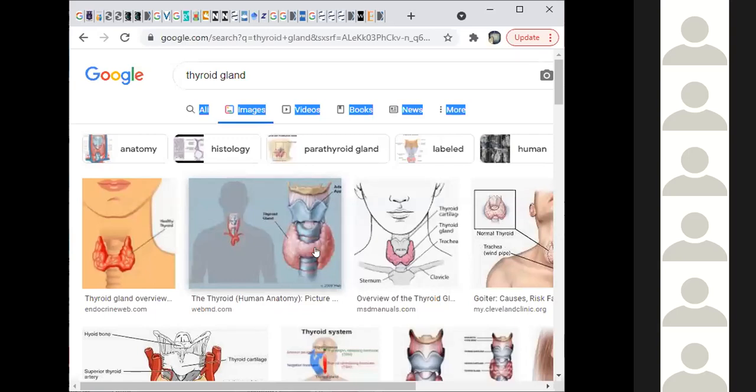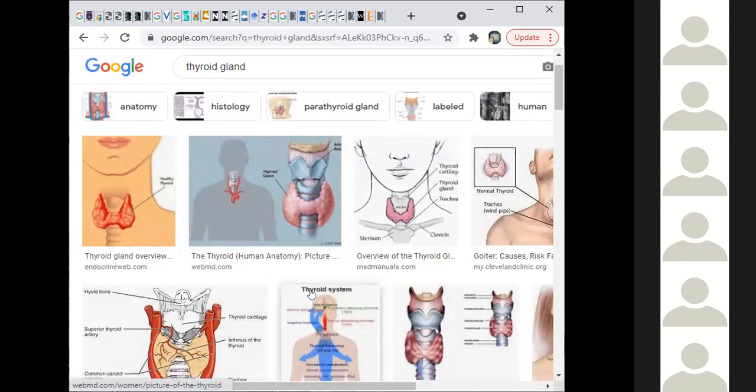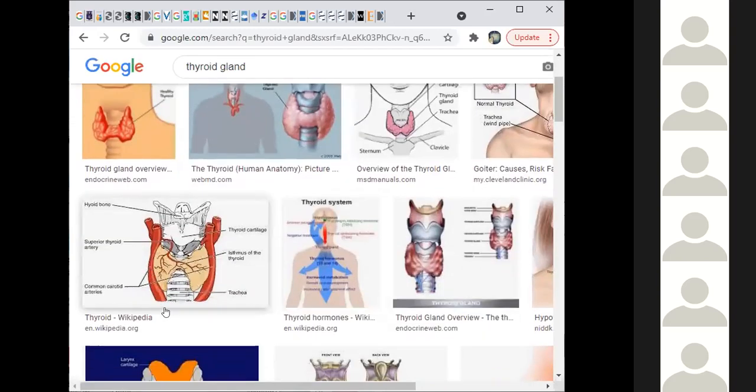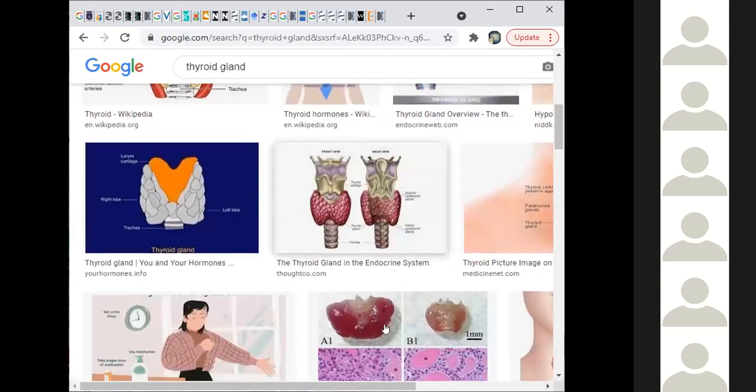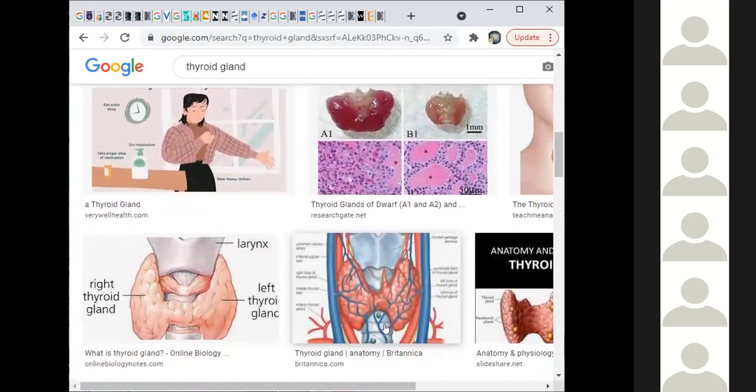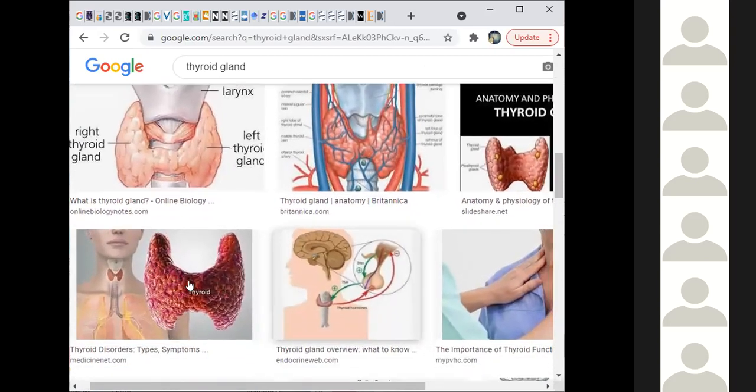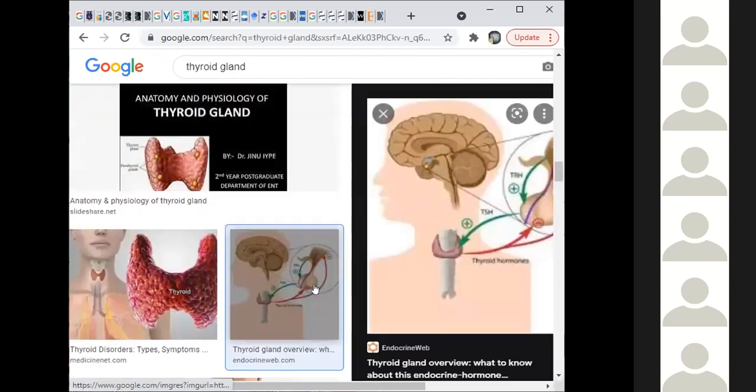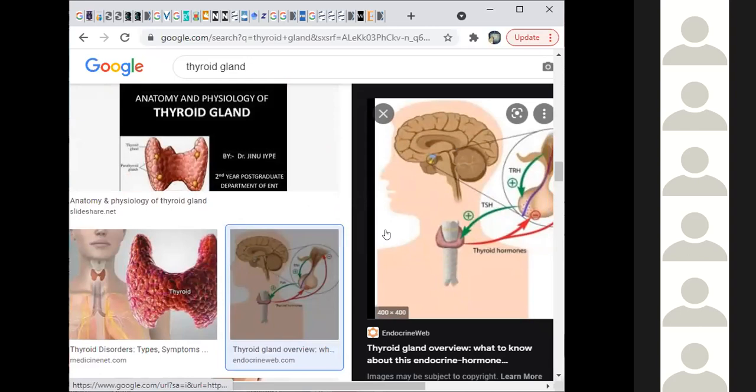So you can see the lobes. These are the lobes we talked about, the right and the left, connected in the middle by the isthmus. If we go up, you can see the vessels we talked about. This is the superior thyroid artery, which comes all the way here. There's also an inferior thyroid artery, which comes from there. So basically, this is how the gland looks. We will come to this picture in a bit.